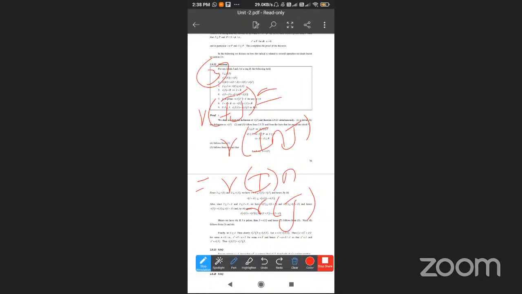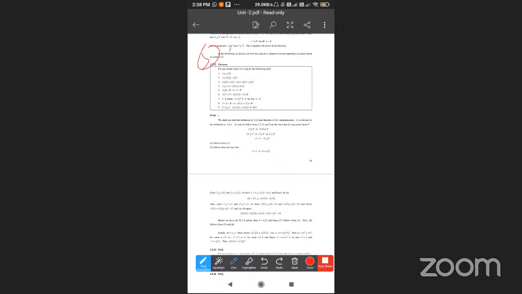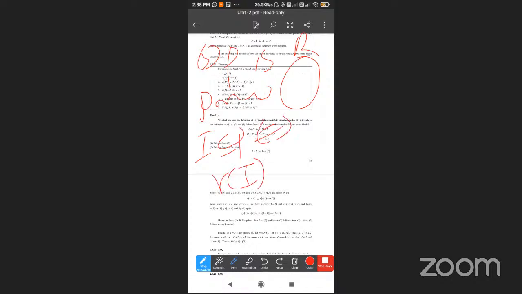So in fact, this is the third part. P is a primordial of a ring R. I is a subset of R equal to P if and only if R over I is contained in P.